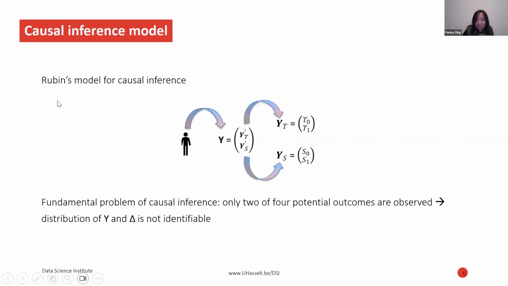So with that, I will now discuss the causal inference model. In Rubin's model for causal inference, we assume that each individual in a trial has a four-dimensional vector of potential outcomes, denoted here by Y, which consists of the potential outcomes for the true and surrogate endpoints in the control and treatment groups.